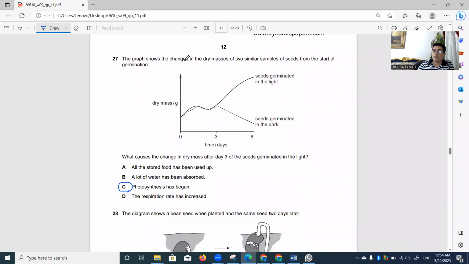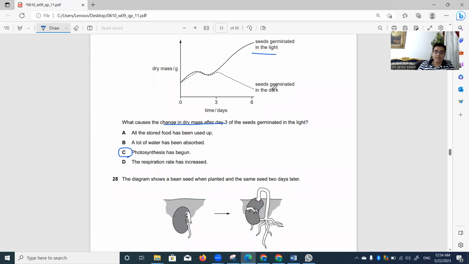The graph shows the changes in the dry mass, which is mass without water, of two similar samples of seeds from the start of germination. What causes the change in the dry mass after day 3 of the seed germinated in the light? The dry mass increases in the seed germinated in the light as when the seed germinates and becomes a plant, the plant now makes photosynthesis. Photosynthesis means production of glucose and storage of starch. So the dry mass increases.